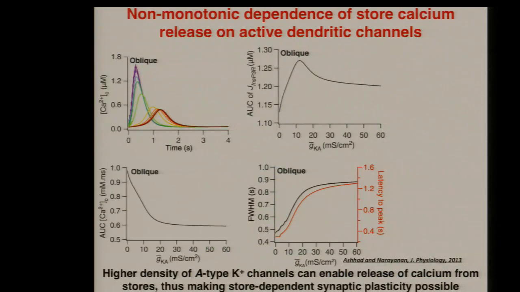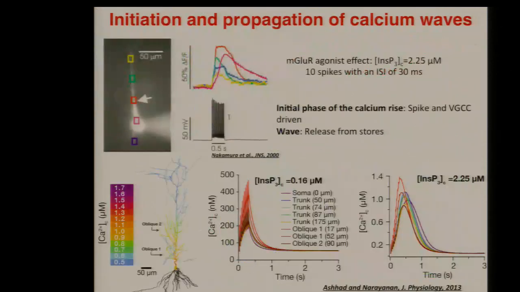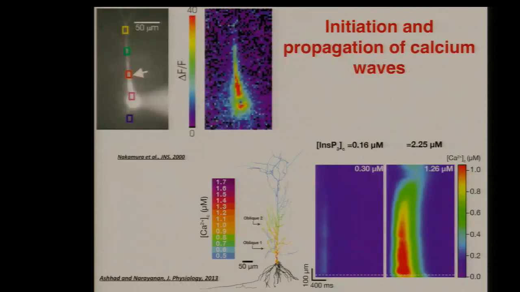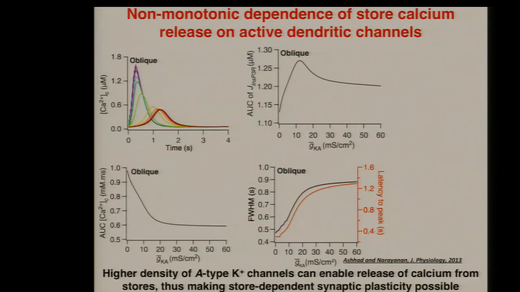So he had this calcium wave. Now he was interested in asking how exactly this potassium channel would affect the calcium wave. This is how the calcium wave looked under normal conditions. When he changed the potassium channel concentrations, he observed that the wave started looking very different. There was a latency in terms of when exactly it peaked. The amplitude was lower as he increased the density of this particular channel. So there was a significant effect of the presence of active dendritic channels, in this case the A-type potassium channel, on calcium wave propagation in this kind of scenario. Right. So that is about the calcium wave.